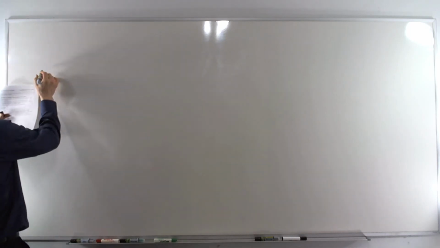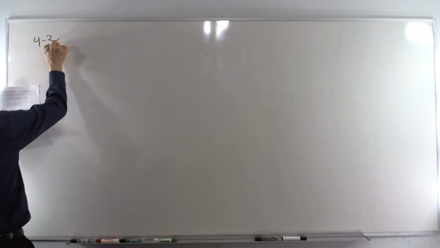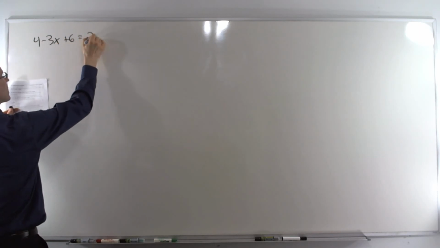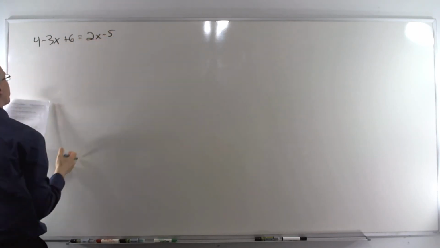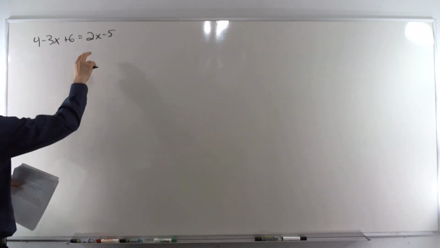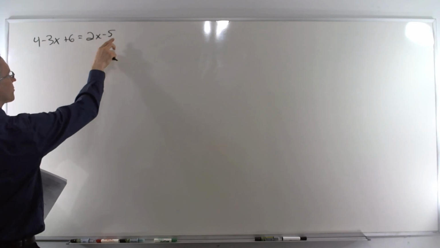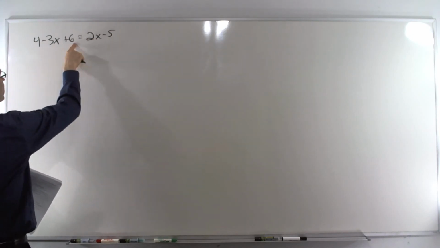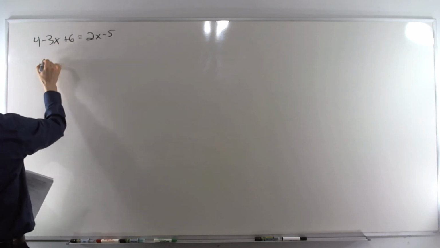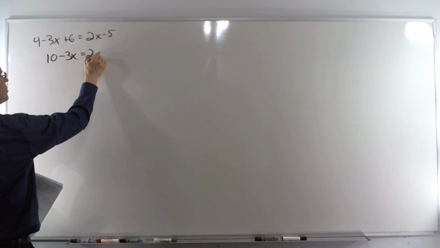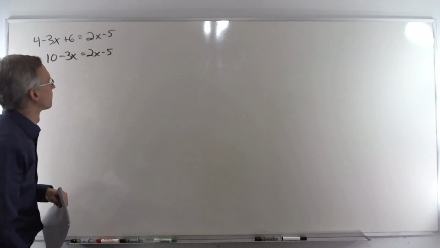We've got 4 minus 3x plus 6 equals 2x minus 5. So step one, we're going to simplify first. This side's already simplified. We don't have any like terms over here, no parentheses. Over here we do have some like terms. We got 4 plus 6, two constants, we can add those together to get 10. So we get 10 minus 3x equals 2x minus 5.